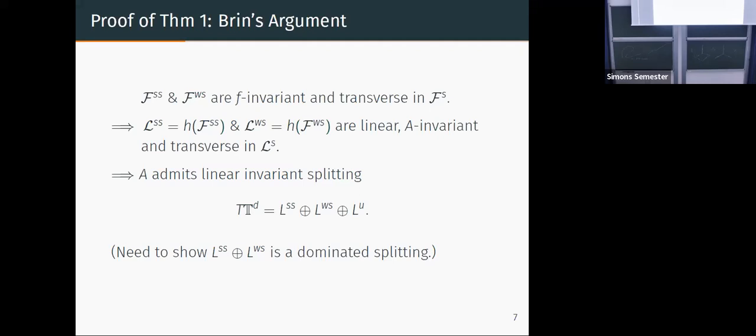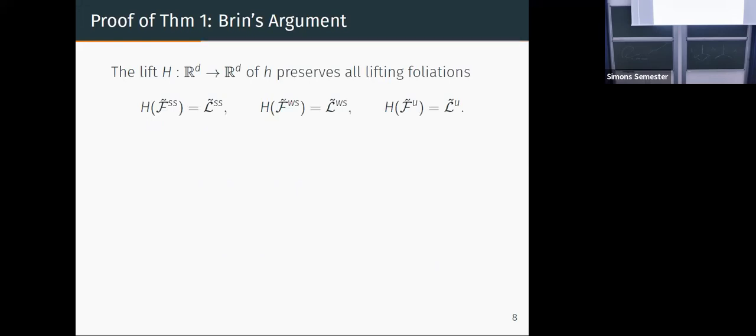And it matches the stable, here I mark it as strong stable, to the strong stable of F, and weak stable to the weak stable of F, and the unstable to the unstable of F. That preserves it, just like the picture. Right now, the only thing I need to show is that we have a dominated splitting for A here. And this will be obtained very easily because we have a full conjugacy, as said, that preserves everything, and we look at it in the universal cover.